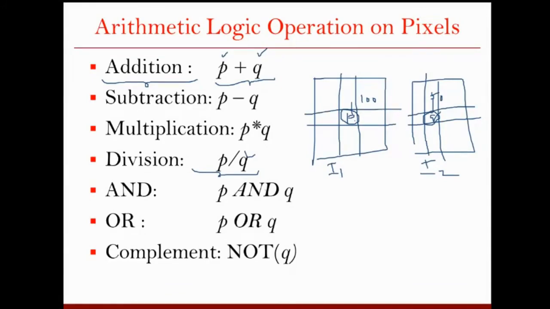You can also perform some logical operations. These were simple arithmetic operations, but you can also perform logical operations like AND, OR, and NOT. When we say logical, it means binary, 0 and 1, but this can also be extended for gray level images. For simple binary images, P AND Q will give 1 if P and Q both are 1. They will give 0 if either of them is 0, and so on. AND, OR, and NOT you can define for a given binary image.